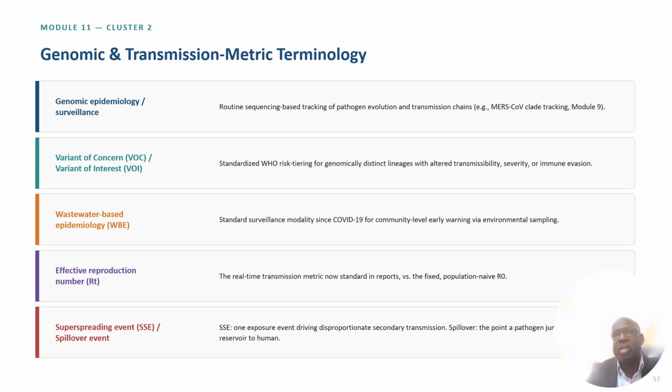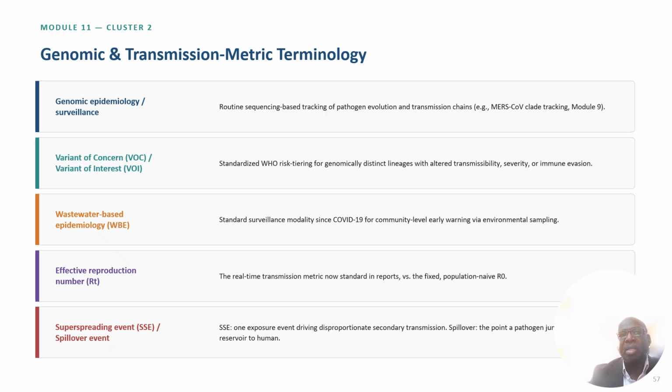Genomics and transmissions. There are transmission matrix terminologies. This is also about the way that the disease is transmitted. Wherever we see it, that means we are talking about the mode of transmission. It could come as genomic epidemiology surveillance. It could be variants of concern, VOC, or variants of interest. So still we're talking about transmissions.